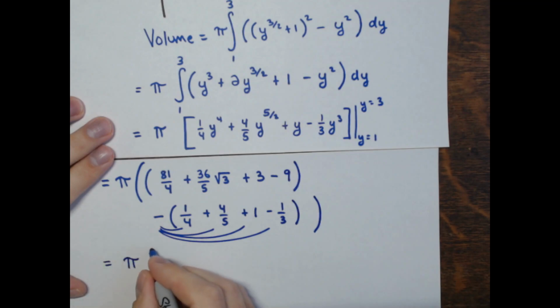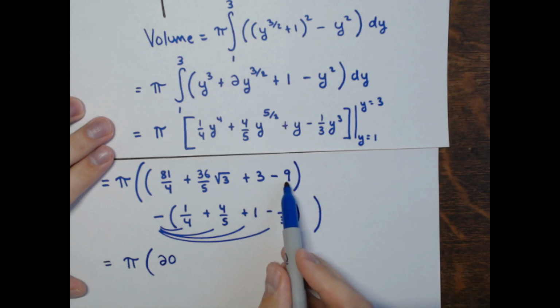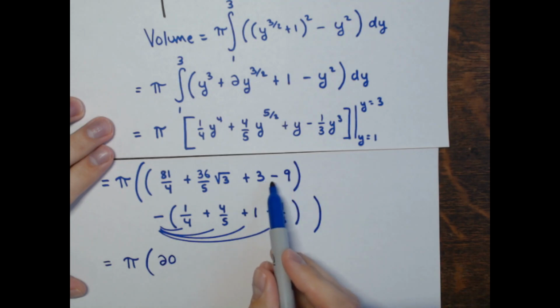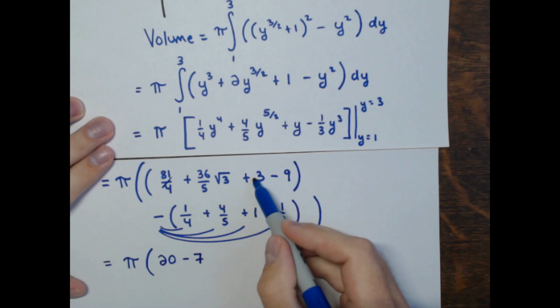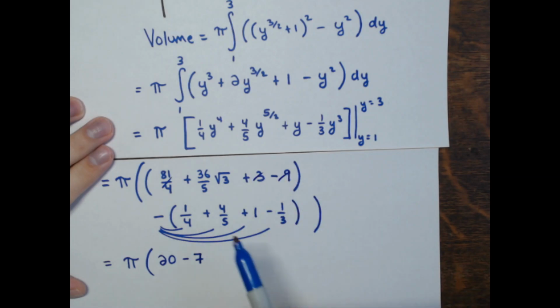So we got pi times, now here I have 81/4 minus 1/4, that's 80/4, that's 20. The 3 minus 9 up here, that's -6. And then minus the 1, that'd be -7. All right, so I've taken care of that and that and that, and I've subtracted this and I've subtracted that.